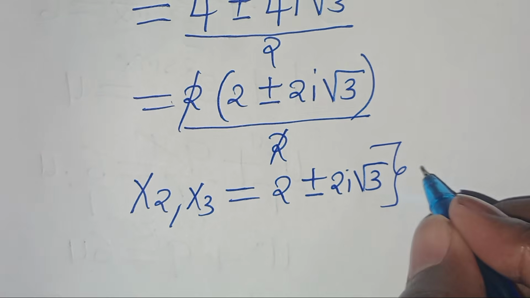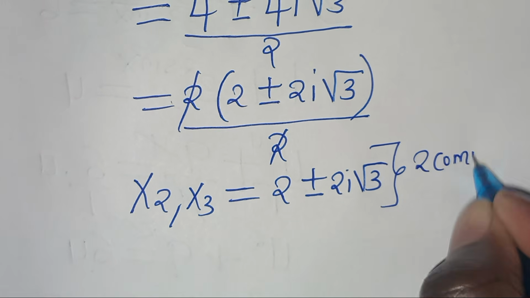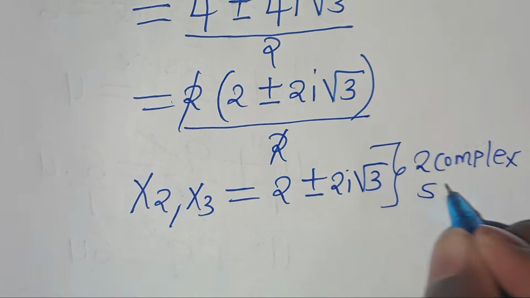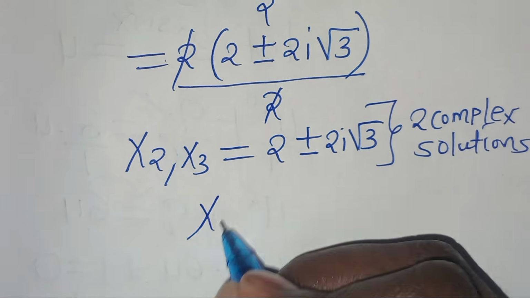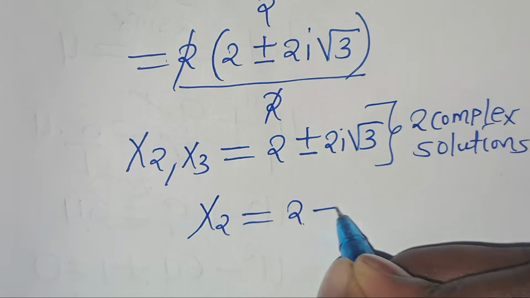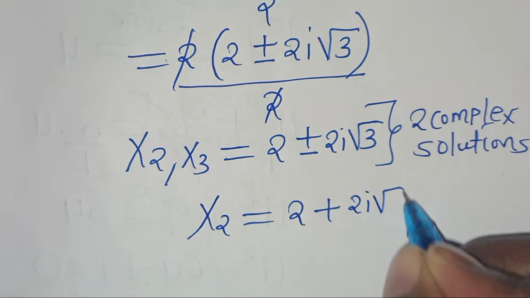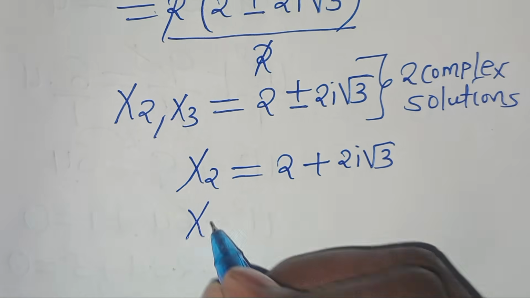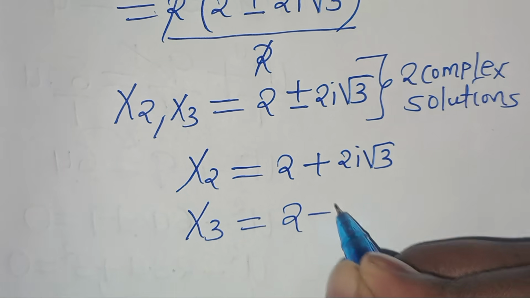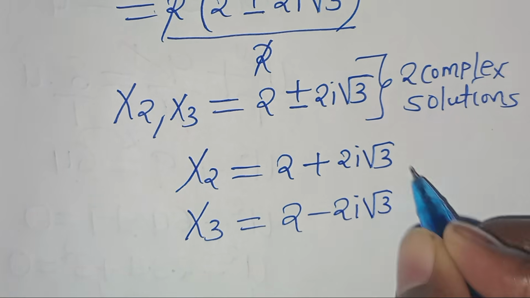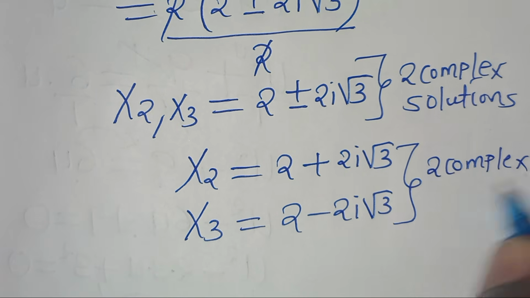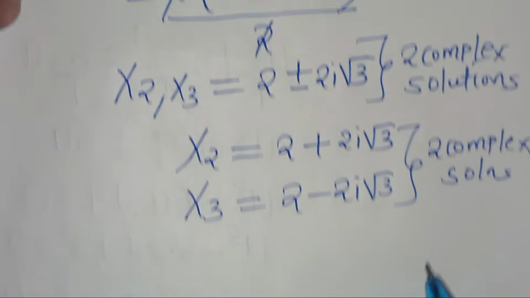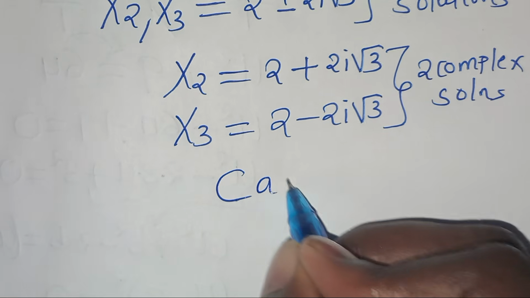You find that these are two complex solutions. And this is to mean that x2 is equal to 2 plus 2i square root of 3. Then x3 is equal to 2 subtract 2i square root of 3. These are two complex solutions under case 1. Let's proceed to case 2.